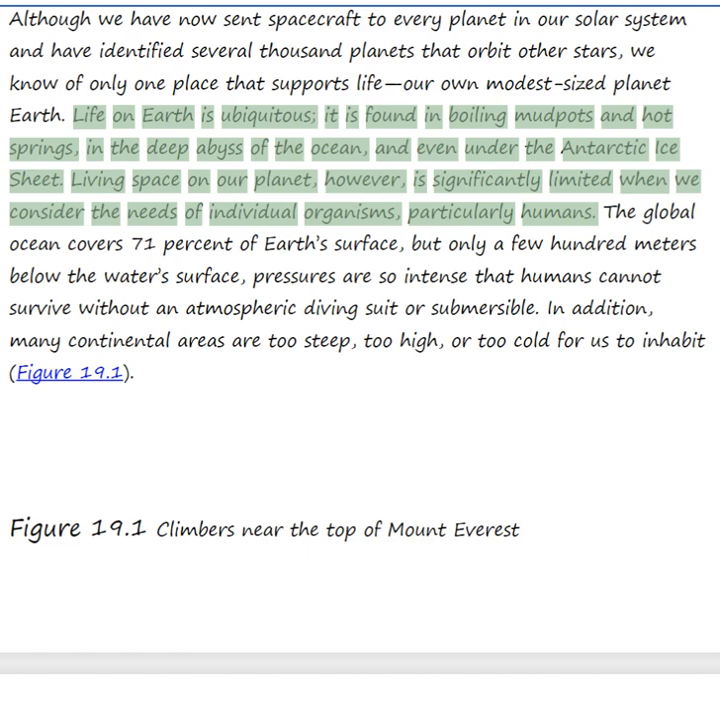Life on Earth is ubiquitous. It is found in boiling mudpots and hot springs, in the deep abyss of the ocean, and even under the Antarctic ice sheet. Living space on our planet, however, is significantly limited when we consider the needs of individual organisms, particularly humans.